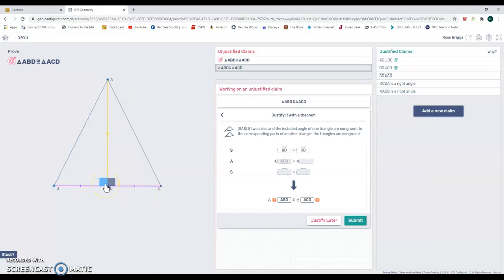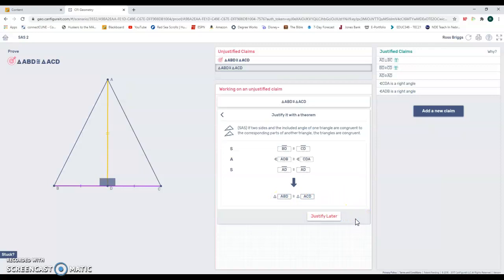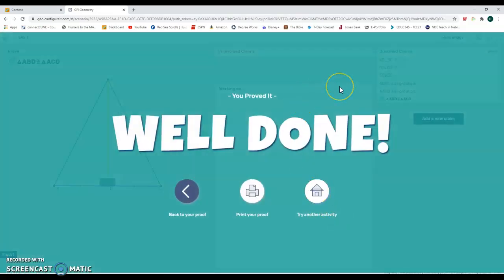So, ABD. So yes, we want to use this and this. You want to correspond them to the triangle that they are part of. So be careful with that. And the sides that are congruent, AD is congruent to itself, like we proved earlier. So we have by side angle side that triangle ABD is congruent to triangle ACD. And we submit that, and it gives us a well done. We proved it. Great job, guys.